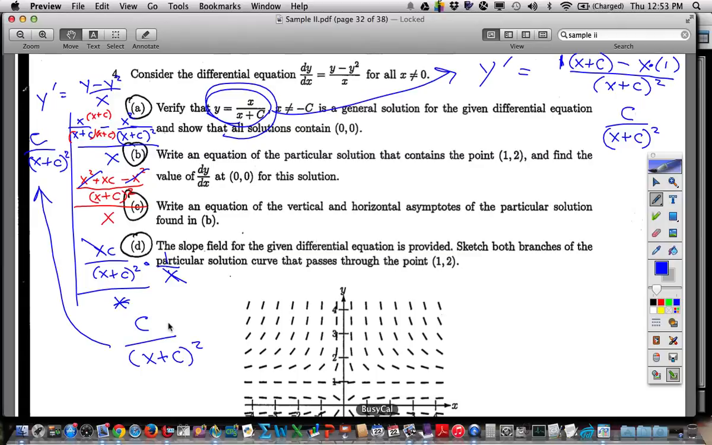Now, if some of you had some more questions, I'll just talk briefly about some of the other parts. It says write an equation of a particular solution. So that means this is the general solution here. The particular solution is they give you an initial condition. So now you just put a 1 in for x, put a 2 in for y, and find c. Okay? So that's the first part of part B. Then you put that c back in there, and then they said now find the value of y prime at 0, 0.